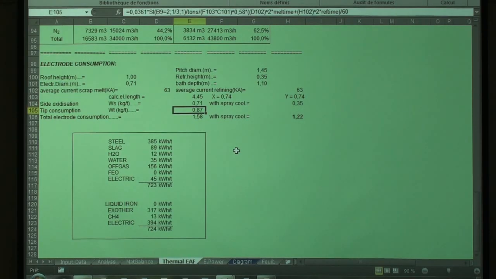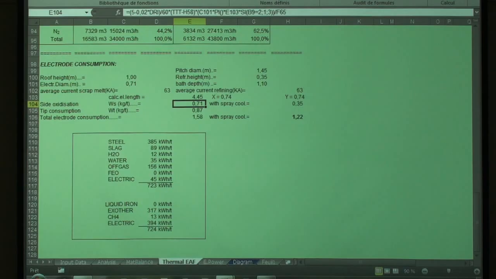You have two consumptions. One is the side consumption, and one is the tip consumption. Side consumption is independent from the current. Side consumption is just depending on the tap to tap, and oxygen consumption, I guess, as well.